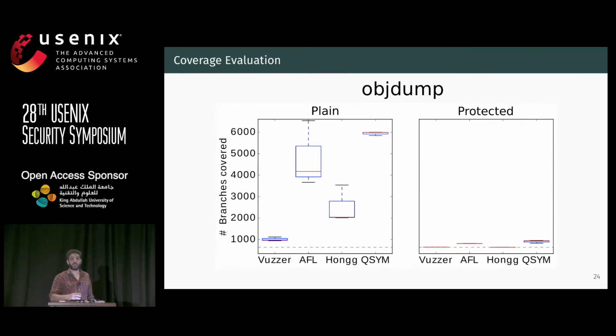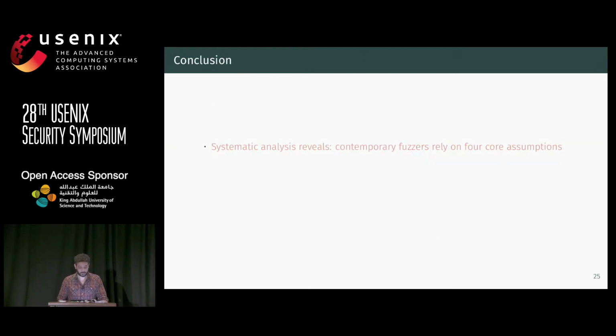But when you protect the application with AntiFuzz, it barely finds more than the baseline, right? So all the low-hanging fruit that you find in the beginning, that are too easy to find, those are the ones that you can actually find. So fuzzing attempts are actually really impeded by this.